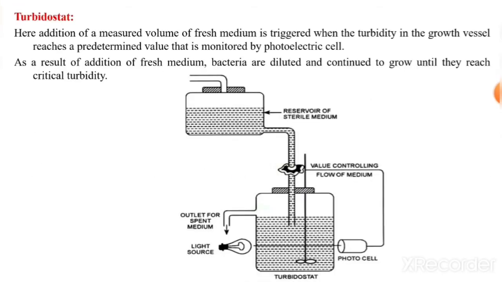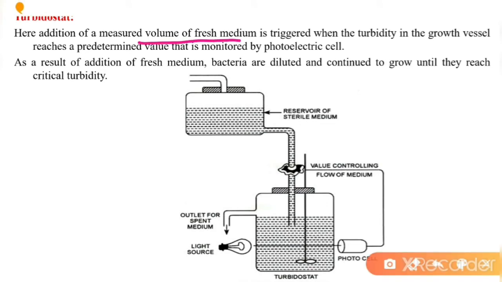Now the first example is the turbidostat. Here the addition of a measured volume of fresh medium is triggered when the turbidity in a growth vessel reaches a predetermined value that is monitored by a photoelectric cell. As a result of the addition of fresh medium, bacteria are diluted and continue to grow until they reach the critical turbidity.